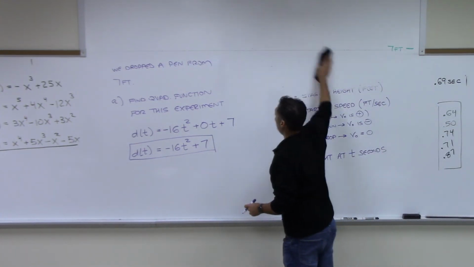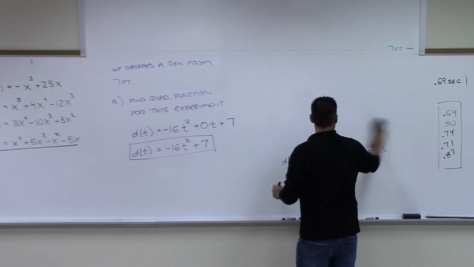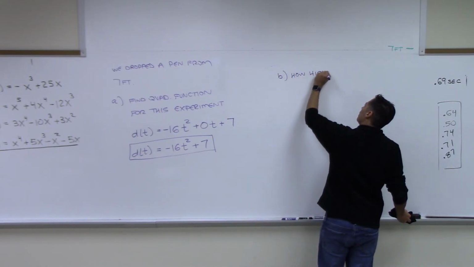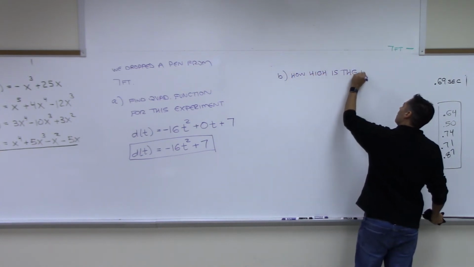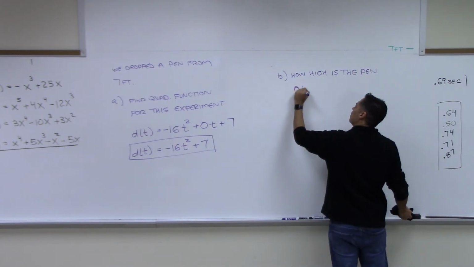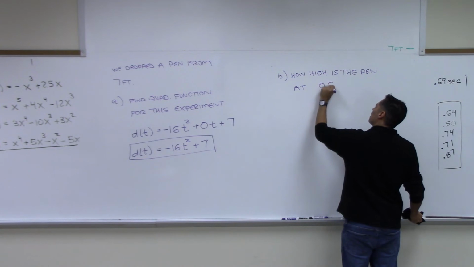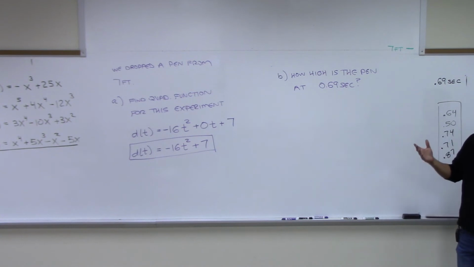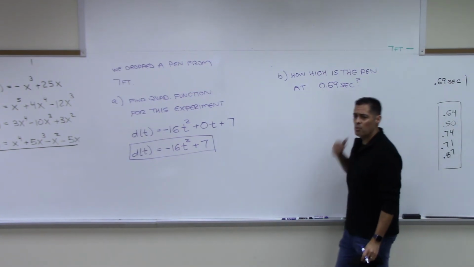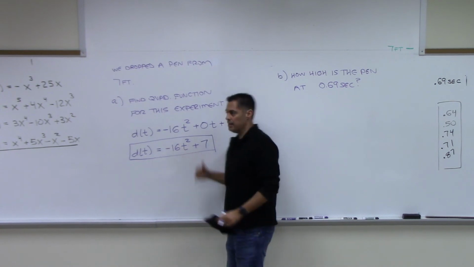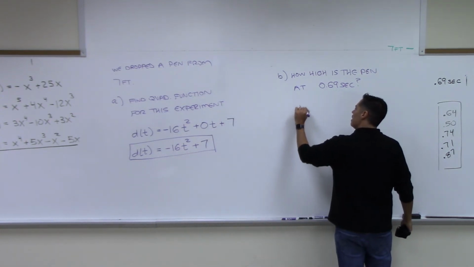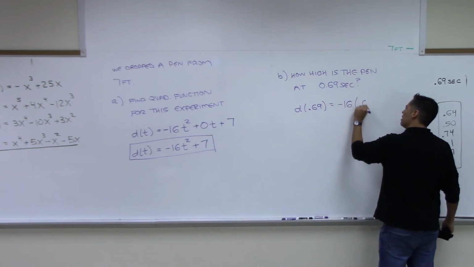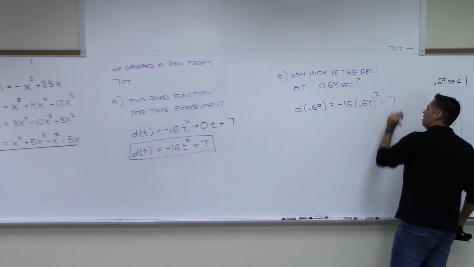I'd like for us to try, this is part B: how high is the pen at 0.69 seconds? So what I'm asking you to do here is take 0.69 and do what with it? Plug it in for t. So we want d of 0.69, which means do negative 16 times 0.69 squared plus 7.